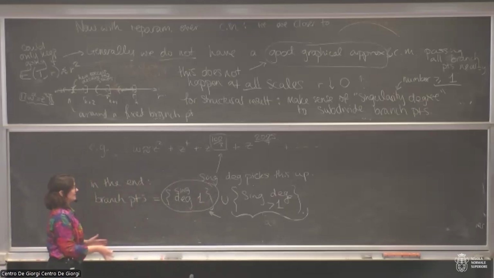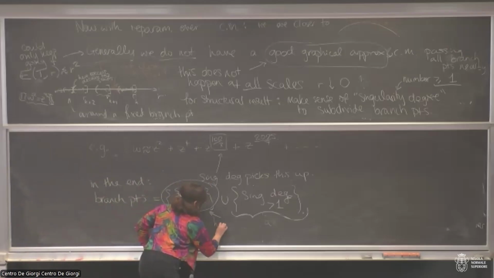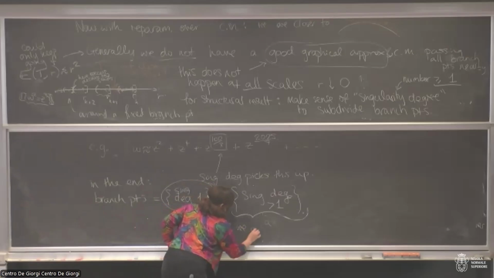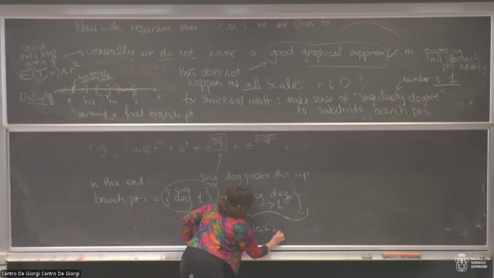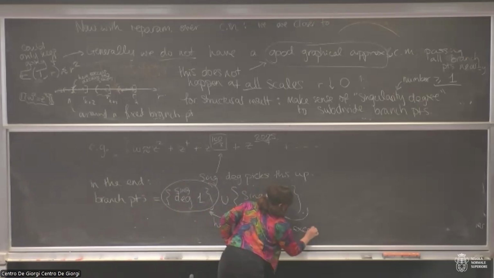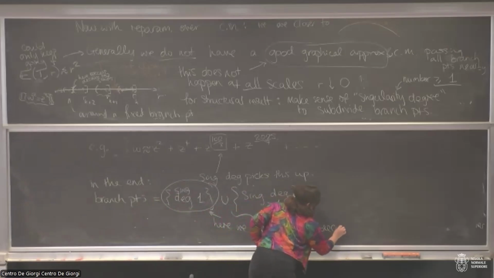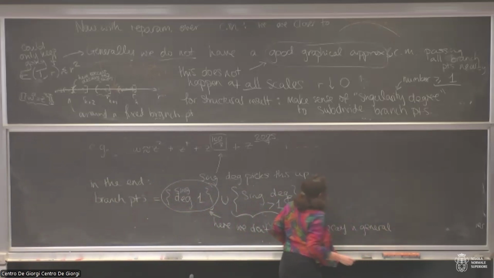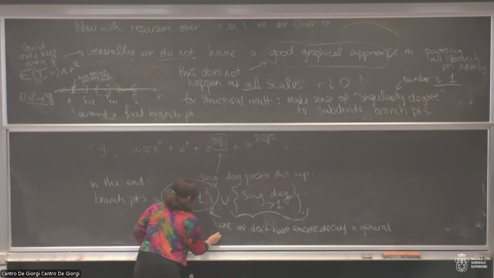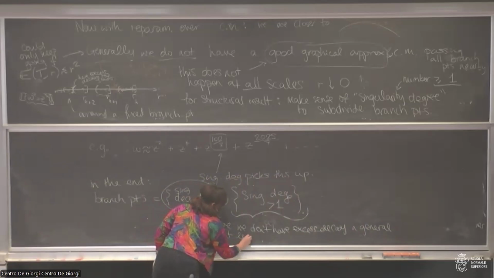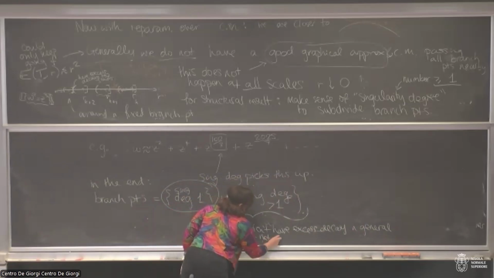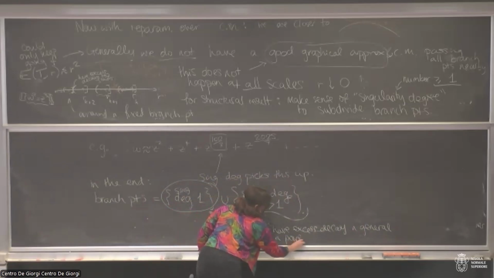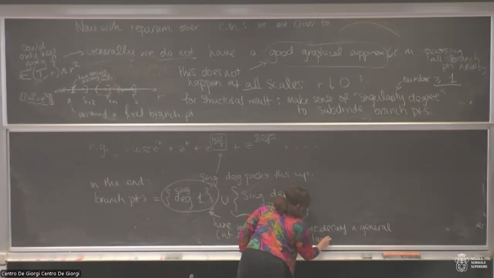But here we know basically nothing. So here we don't have excess decay in general. I mean, we don't know. If we do, at least not a power law. So maybe it's some weird logarithmic thing. We don't know, since we have no examples.